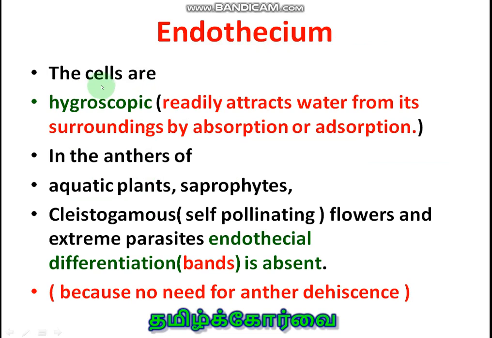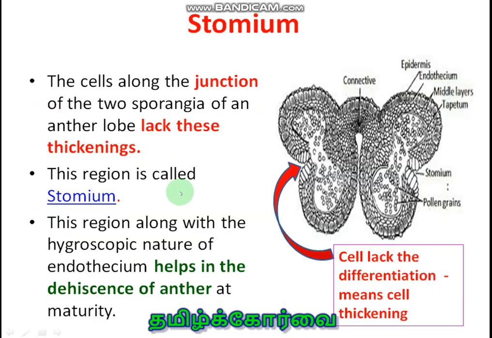Endothecium. The endothecial cells are hygroscopic. They are able to absorb water. It means the water molecules attach themselves with the cell wall. In the anthers of aquatic plants, saprophytes, cleistogamous flowers, and extreme parasites, endothecial differentiation, it means the bands, is absent because there is no need for anther dehiscence in these plants.